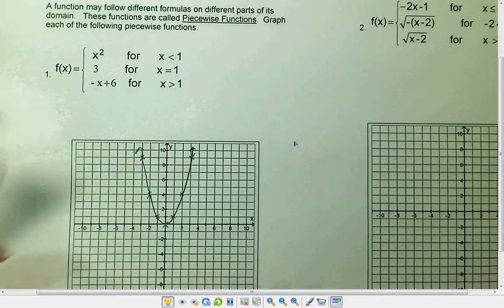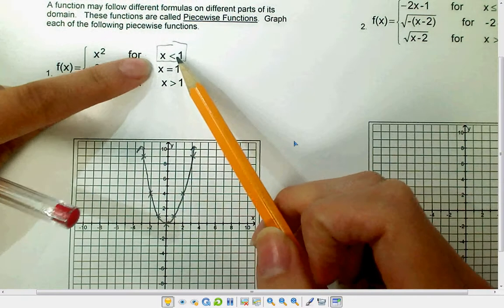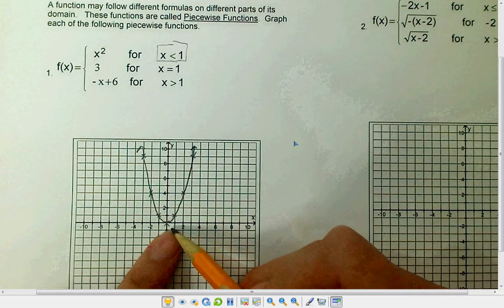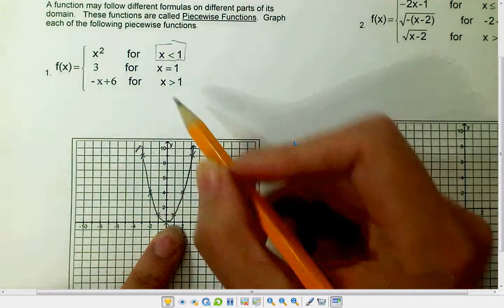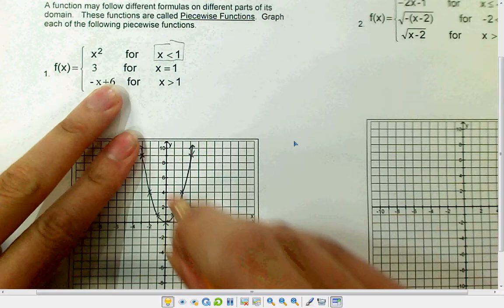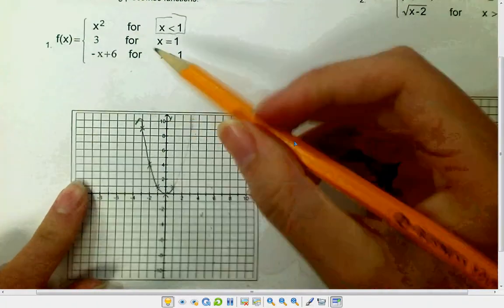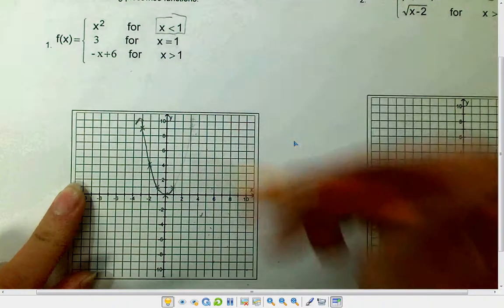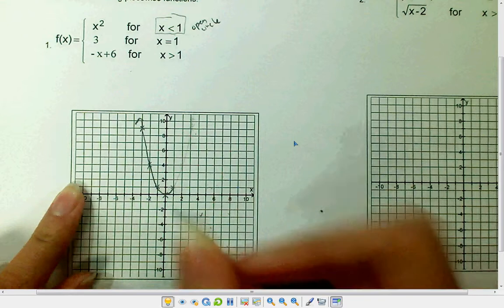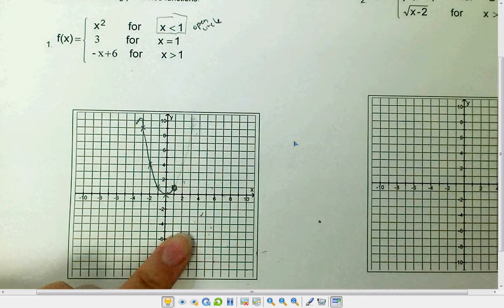Now what's different about this is that we now have a specific domain. For this graph, I only want to draw it when x is less than 1. So x is 1 right here. I only want this side of my graph, which means I'm going to erase everything on this side, because I only want to see this graph when x is less than 1. And notice there is no equal to sign, so this is going to be an open circle, because it's not included. So exactly at this point, I'm going to draw an open circle.